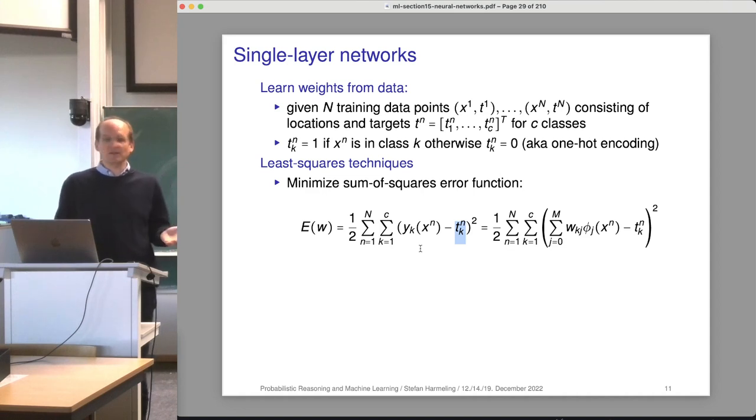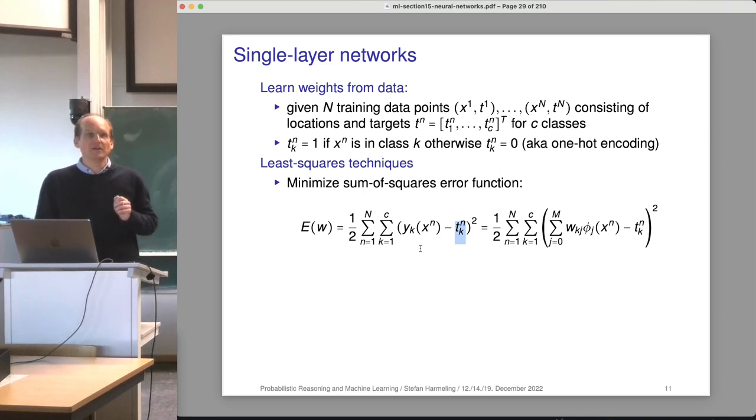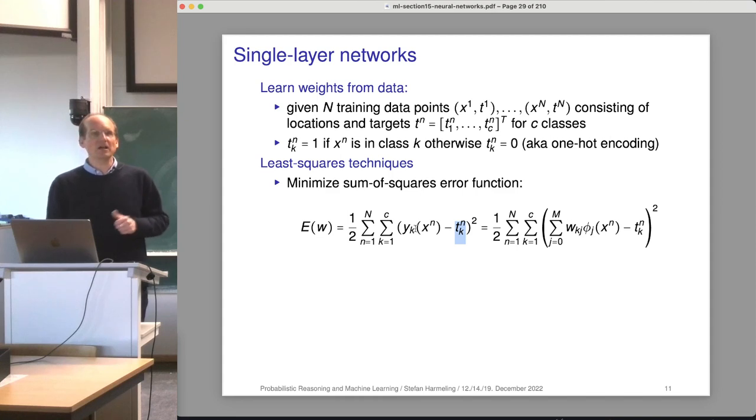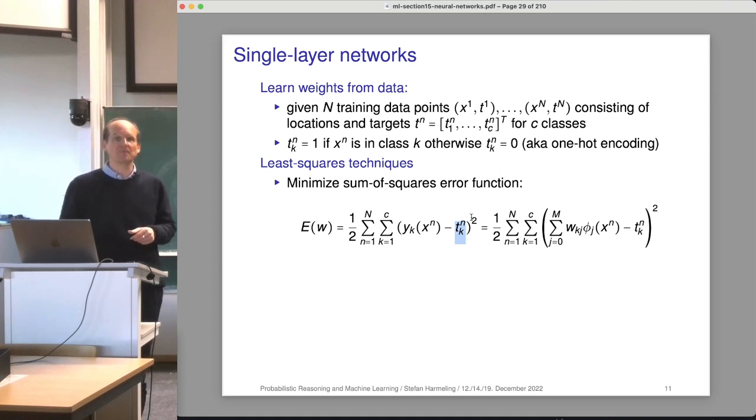Now, of course, I hope the words least squares or sum of squares is already triggering a question in your head. So why least squares? Why can we do this? Where's the Gaussian distribution? Here there is really no Gaussian distribution, right? Here we are really just comparing some output, which has been some linear mapping, maybe with some nonlinearity, and we compare it with some vector where there's a 1 in there. And we say, let's take a nice, smooth, differentiable function which doesn't have any edges, and so we just take it to the power of 2. But there's no deeper reason here.